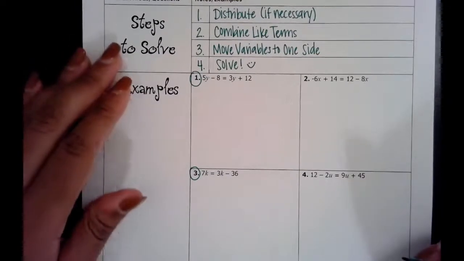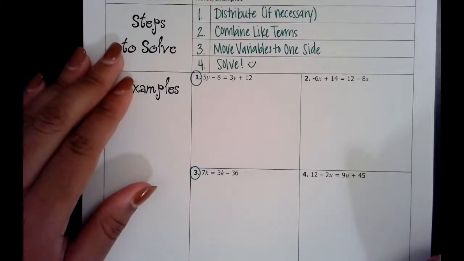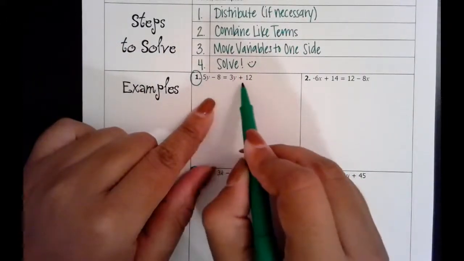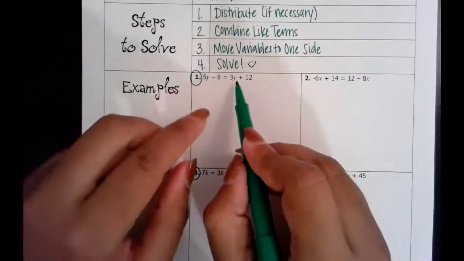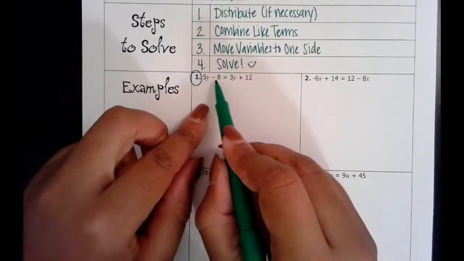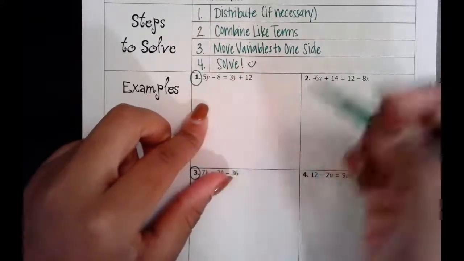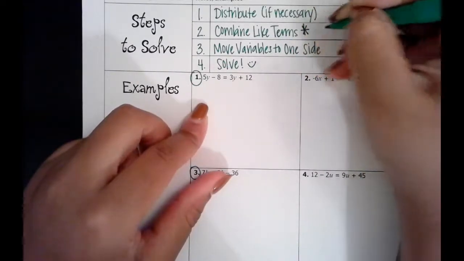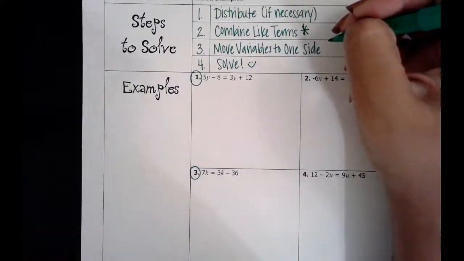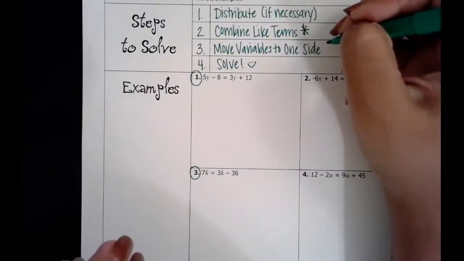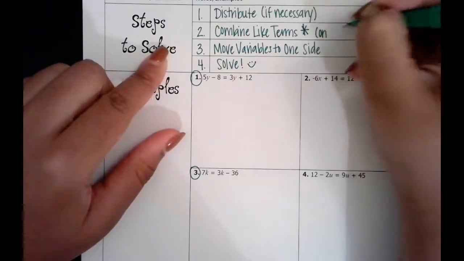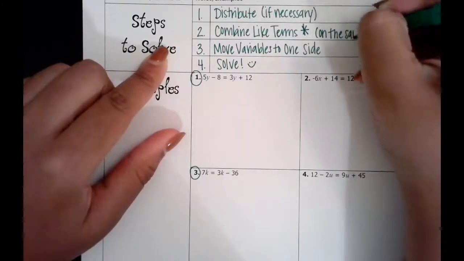So, looking at example 1, we have 5y minus 8 equals 3y plus 12. Step 1 tells me to look to see if there's any distribution. I don't see any, so we move on to step 2. Step 2 says, are there any like terms I can combine on either side? This part right here messes up a lot of people because you can't combine like terms across the equal sign, because that's what step 3 is for. Step 2 is for combining like terms that are on the same side. So add this disclaimer to your notes if you need to, it's a great one.